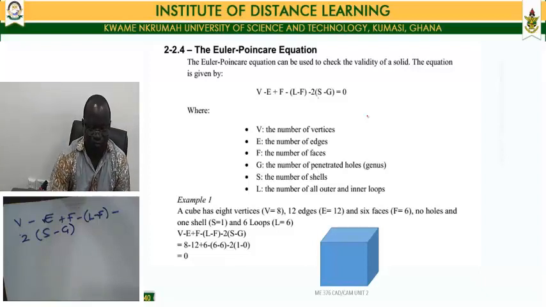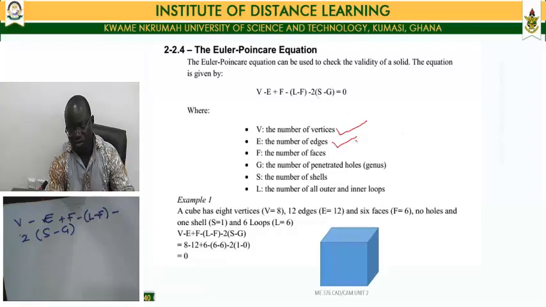Now, for vertices, edges, and faces, I believe that we are familiar with them. When we talk about genus G, what we are talking about in the solid is the number of penetrated holes. Very important. If the hole penetrates, it's a see-through hole, then it's called a genus.